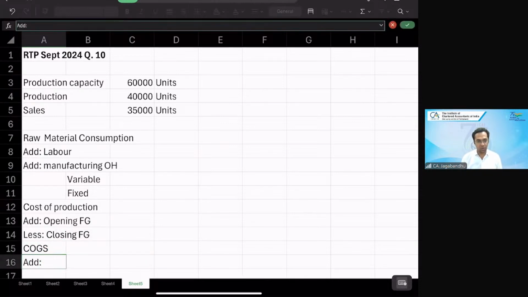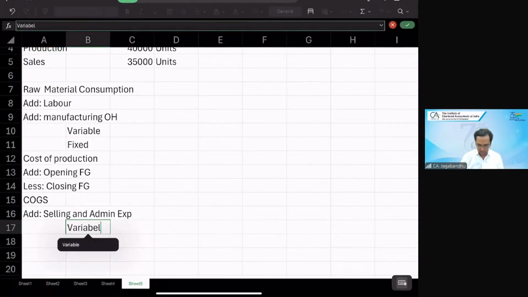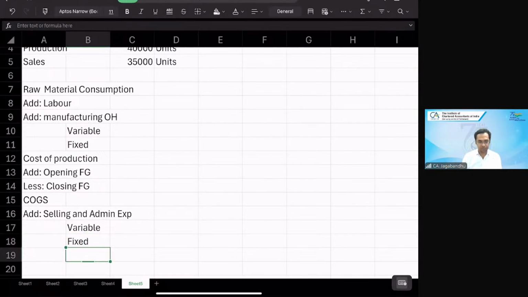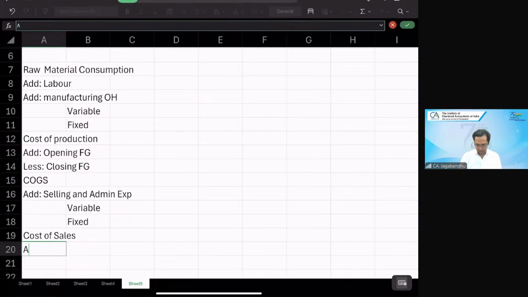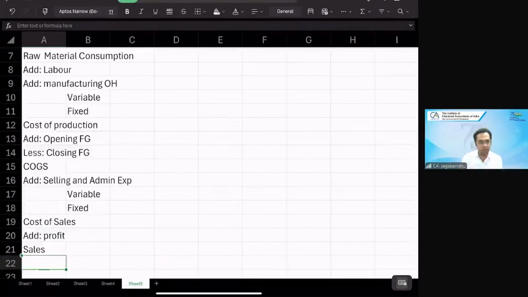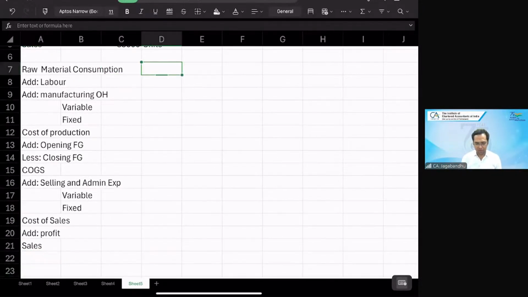To that, you're going to add selling and admin expenses. Again, selling and admin expenses are going to be two components, variable and fixed, right? So that will give you cost of sales, right? Write down the sales, or you can say add to it profit, which will give you the figure of sales. Okay, so this is going to be the typical format which we have.